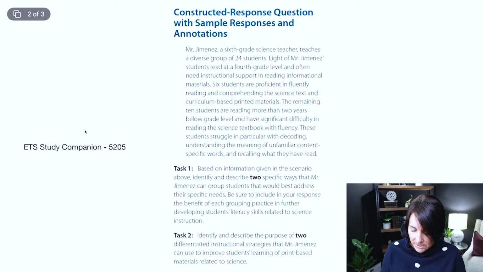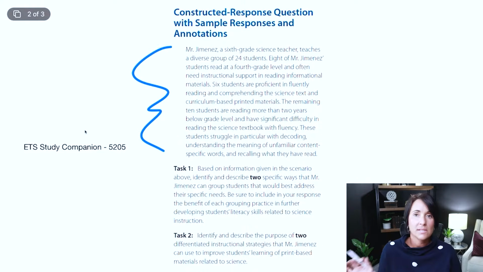But basically what you're going to have is some sort of scenario here, and then you are going to have the task here. Where should you go first, before reading this entire scenario? You're going to want to start with the task. You're going to want to figure out exactly what you are supposed to be doing. So do that first. So let's do that.